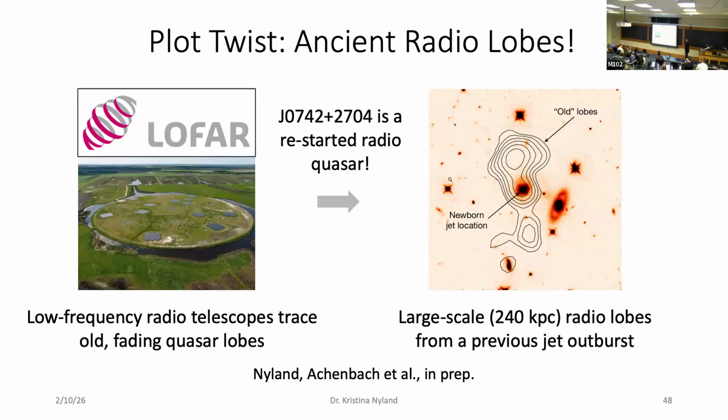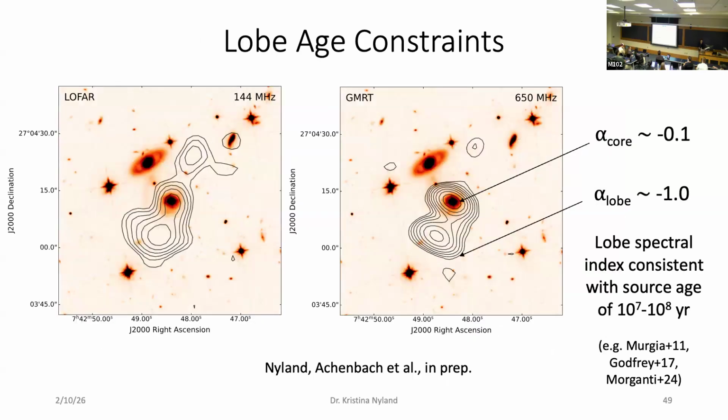It turns out this source is actually a restarted radio quasar. These large-scale 240 kiloparsec lobes are actually from a previous jet outburst. So this gave us another timeline for this source. Based on some very simple constraints, using these papers listed down here, if any of you are doing similar work and are interested, we were able to very roughly constrain the source age to 10 to the 7, 10 to the 8 years. This would be a good source to do a spectral aging study on, but we would need more low frequency data.